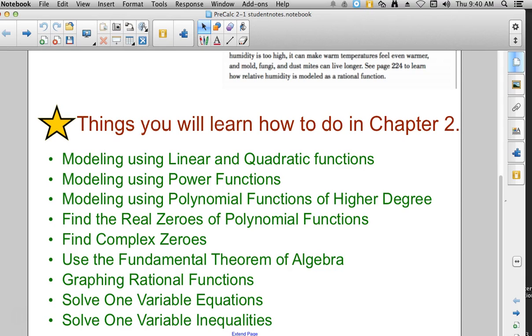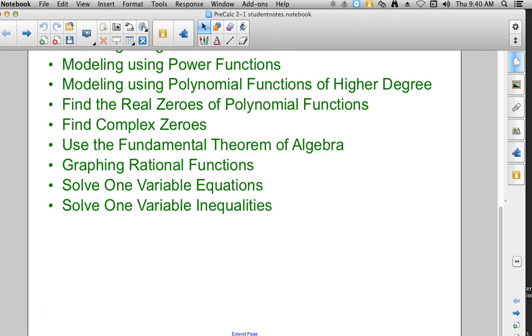Modeling using power functions, polynomial functions of higher degrees, finding the zeros of polynomial functions, which we hope is factorable, but in some cases is not. Finding complex zeros, and that includes a little bit of talk about imaginary there. Using the fundamental theorem of algebra, which is a tiny little sentence that Gauss said that got everybody going and got several books on algebra going, and that is basically if there's an X in it, there's an answer. And everybody said, let's find all the answers, and that's math. That's how it came to be.